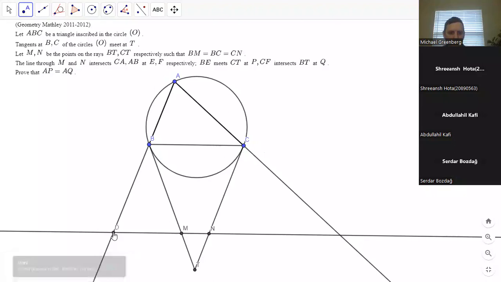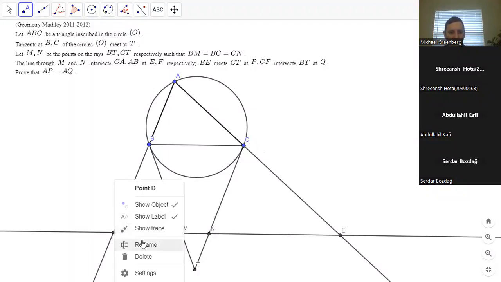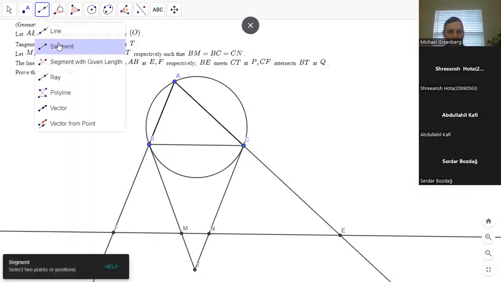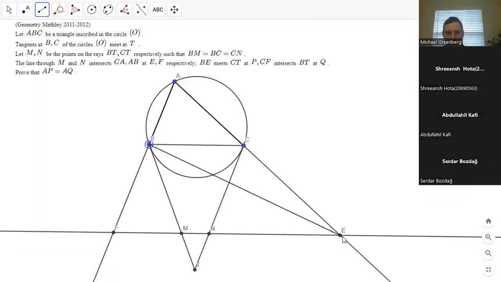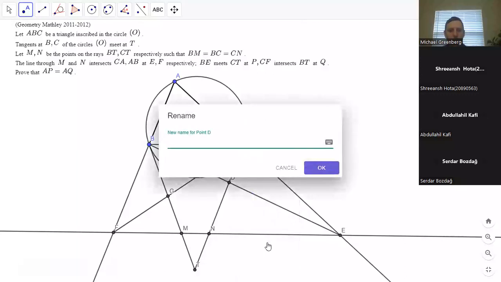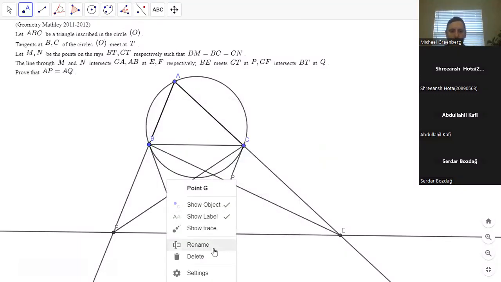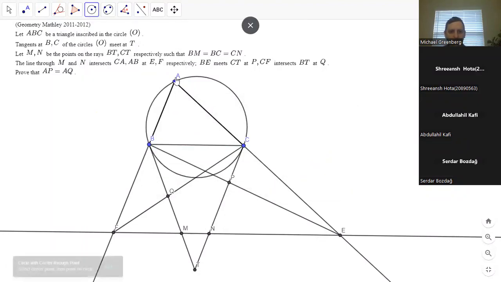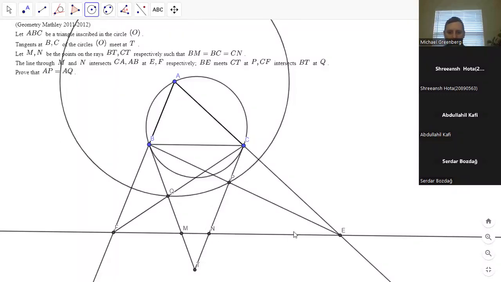Okay. It almost looks like this is isosceles, but I doubt it is. So let's see what we call those. This is E, this is F. And then now we do what we did before. We draw P and Q. So this is P. This is Q, if I did everything right. And let's check that AP equals AQ. Yes, now it's true.